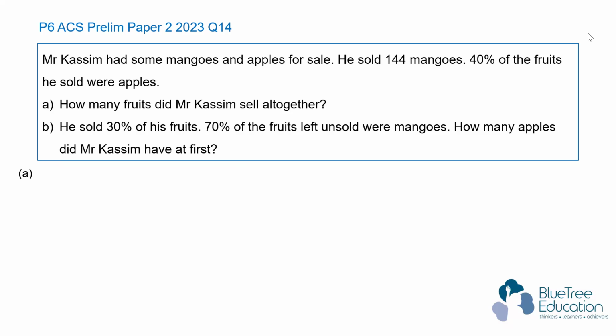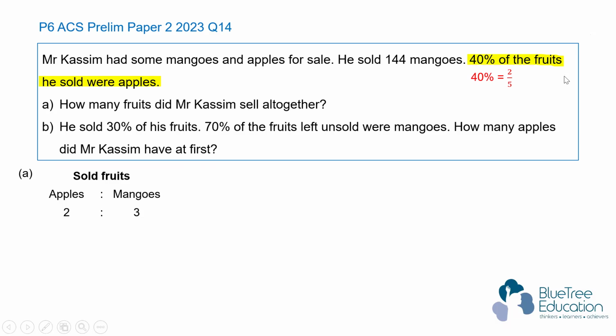So let's take a look at how we are able to show the information given here in an easier to read manner. Looking at the first sentence, we know that we are at least comparing two things, mangoes and apples. In the second sentence, we know that he sold 144 mangoes, but there is no proper way for us to show this information as for now. However, in the next sentence, we know that 40% of the fruits he sold were apples.